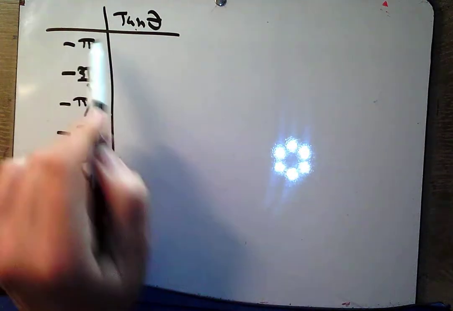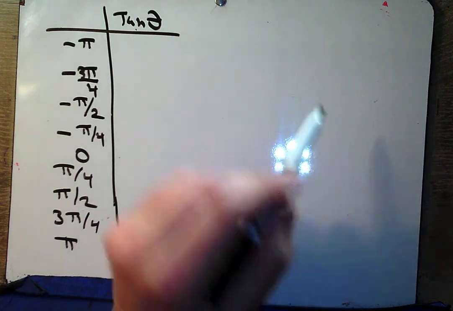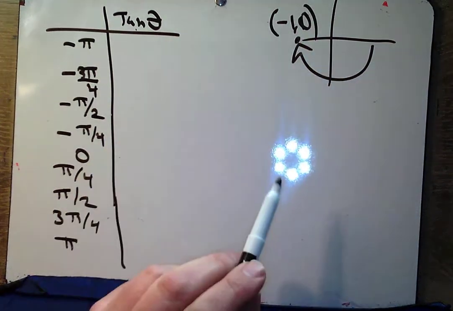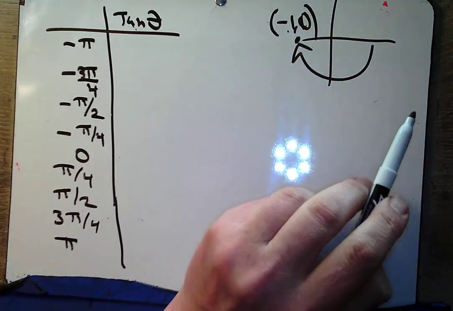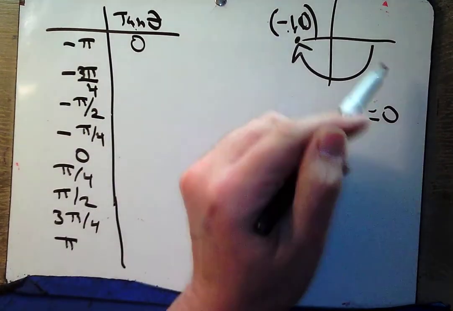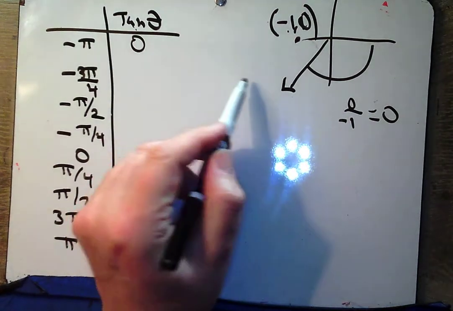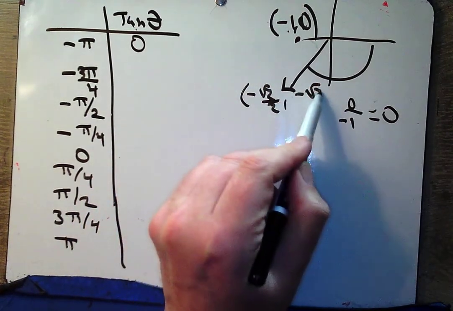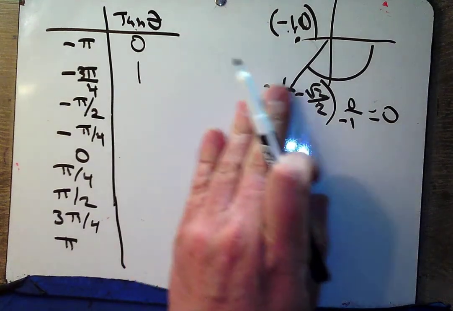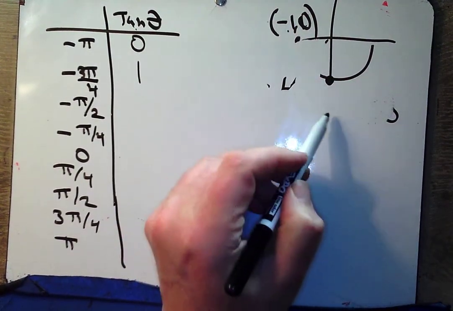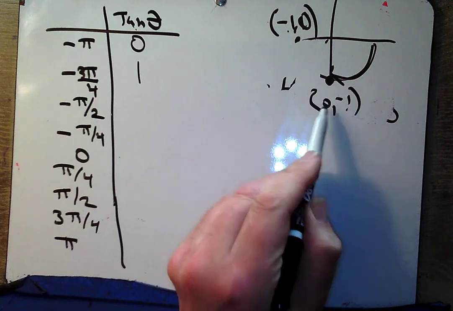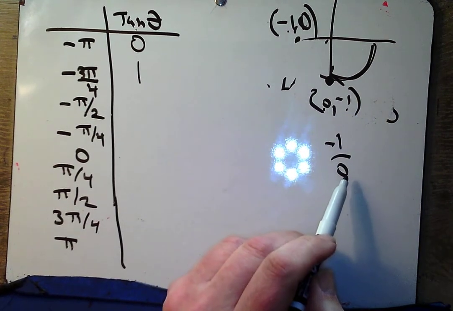Okay, tangent of negative pi. Well, what's the ordered pair at negative pi? Negative pi is this angle. Oh, the ordered pair here is negative 1, 0. Okay, tangent is y over x. So 0 over negative 1, that's 0. Negative 3 pi over 4. Well, negative 3 pi over 4, I'm going to here. What's the ordered pair here? Negative root 2 over 2, negative root 2 over 2. And so when we divide this one by this one, we get 1. Okay? Let's plug in now this ordered pair, which is 0, negative 1. This is negative pi over 2. And negative 1 over 0. Do not leave your answer like that. Shame on you.